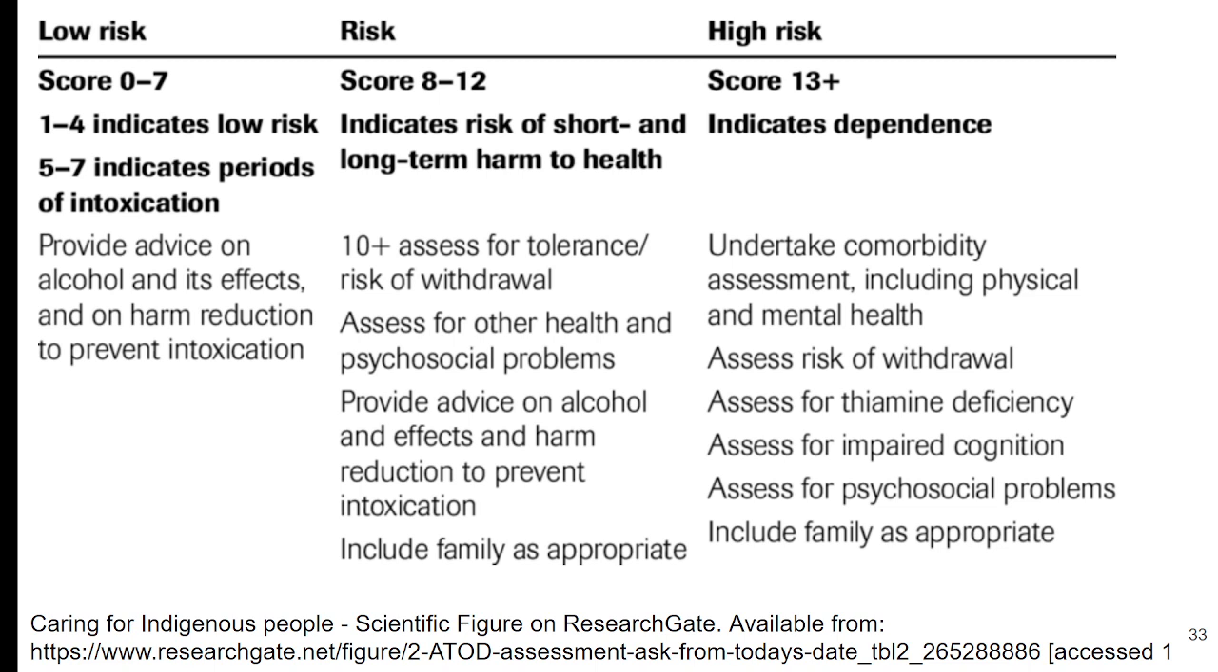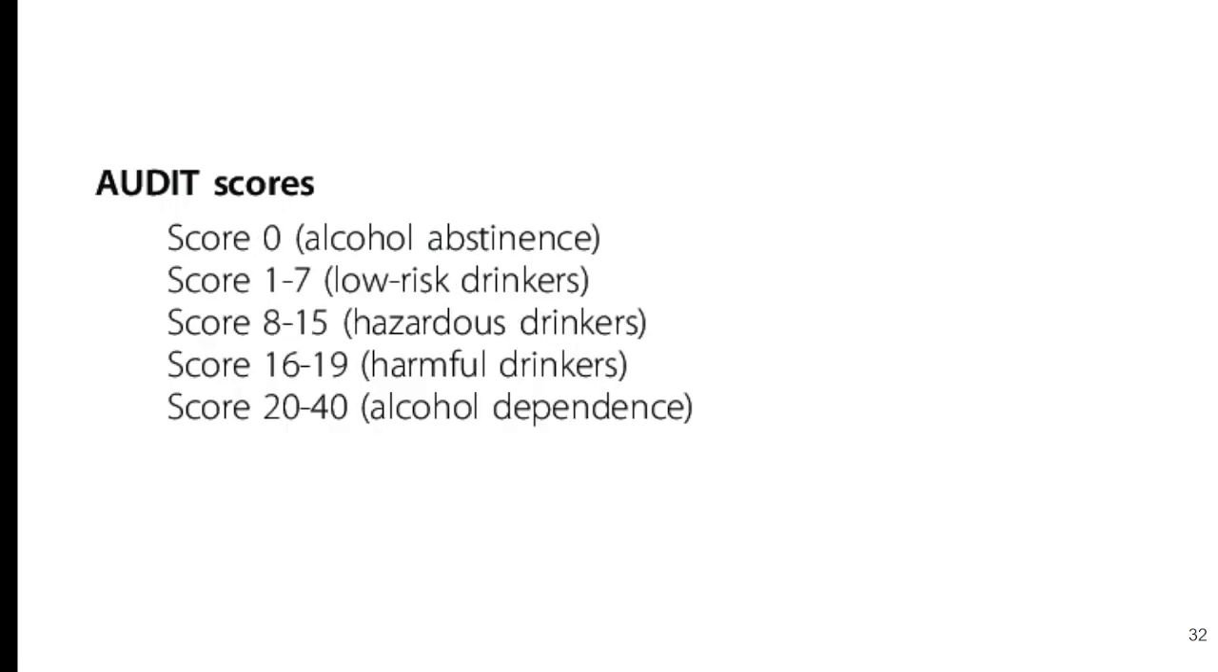Then for the score 8 to 12, in that condition, you have to assess the risk of withdrawal. There is a possibility of a risk in withdrawal, and assess for other health and psychosocial issues, provide advice on alcohol and effects of harm, and include the family as appropriate. Then a score of 13 is dependence. In that condition, morbidity assessment has to be done, and all possible risks of withdrawal have to be assessed, and if necessary, vitamin supplement has to be given, and the psychosocial problems also have to be assessed.